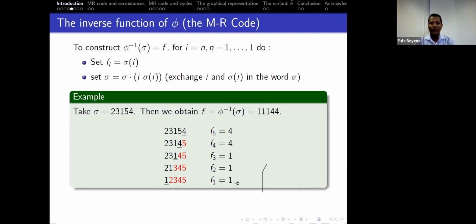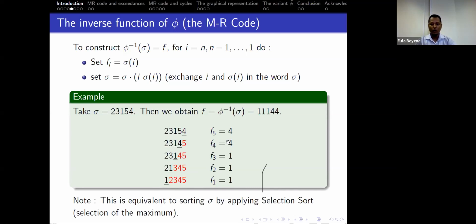Now you read the subexceedant function from bottom to top, and this is simply a selection sorting algorithm. So we have the result that the MR code is related to the selection sorting algorithm, and of course the selection is selection of the maximum.